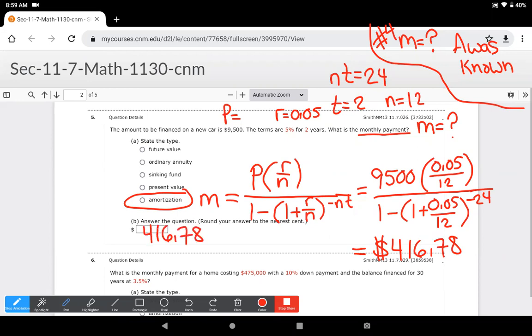That's a monthly payment, right? So it should be smaller than the amount we're trying to finance, which is the price of the car there.